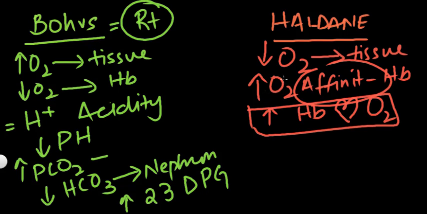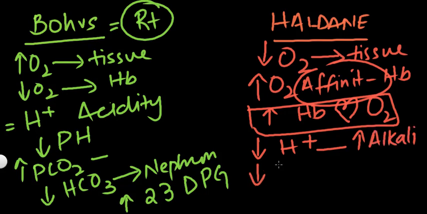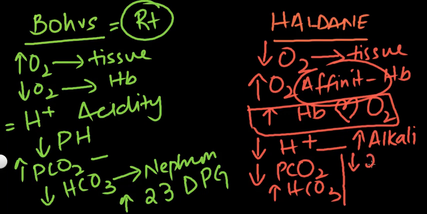So when does the Haldane effect take place? When it is quite opposite of the Bohr's. So here you will have decreased hydrogen ions, which means more alkaline, more alkali. When you have less PCO2 and more hydrogen carbonate, or similarly when you have less 2,3 DPG.